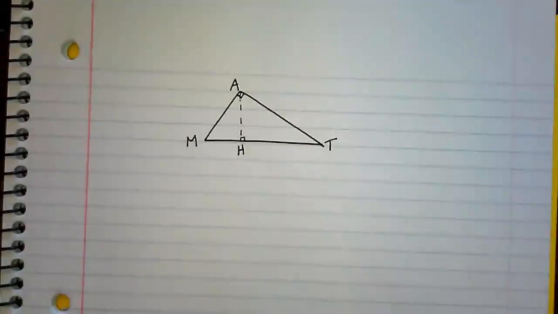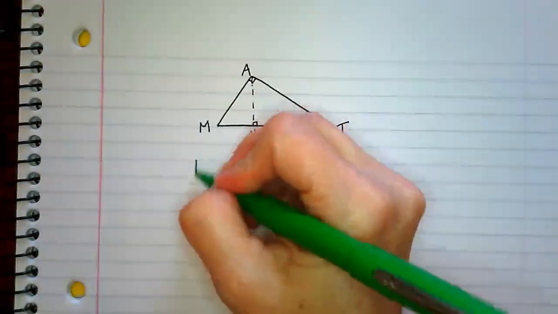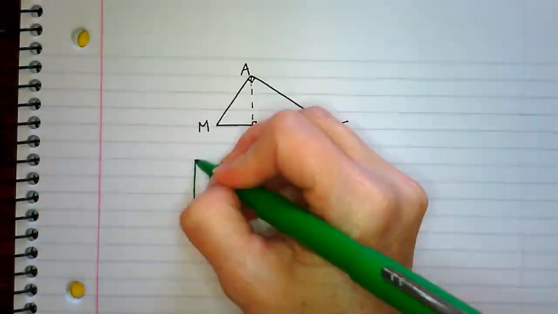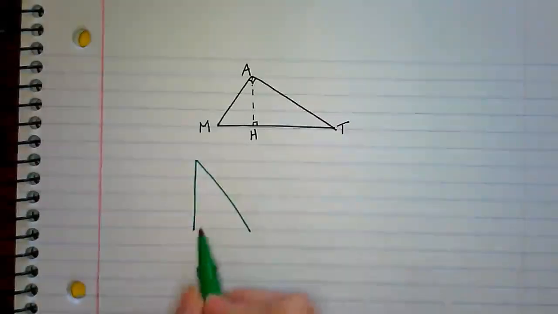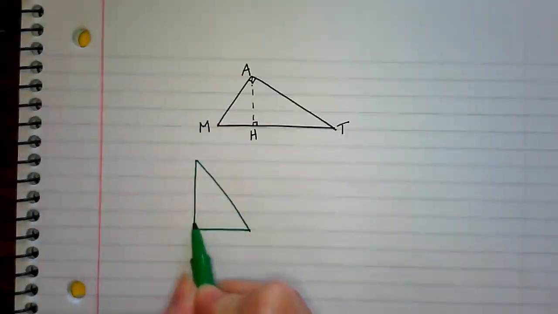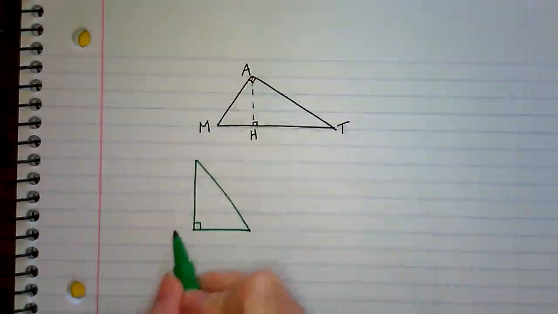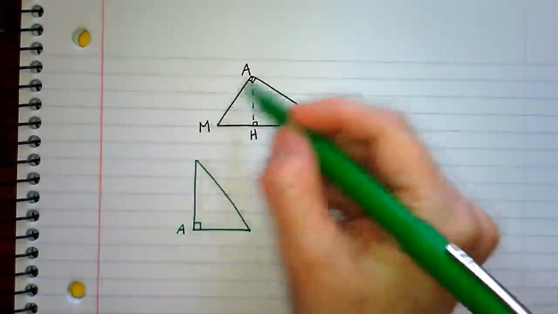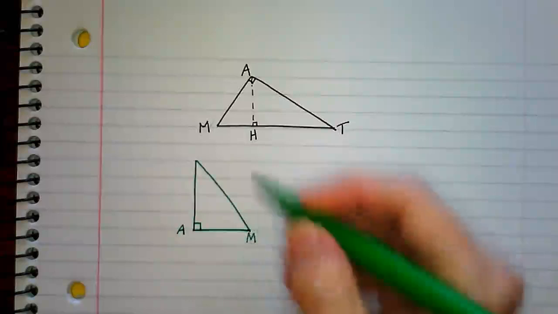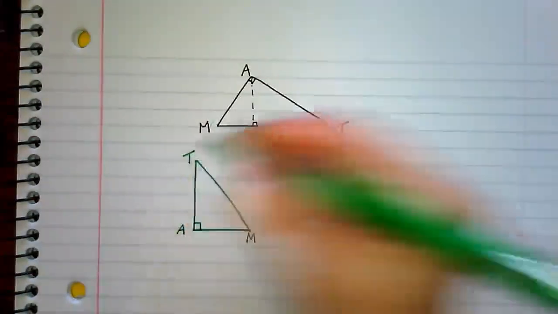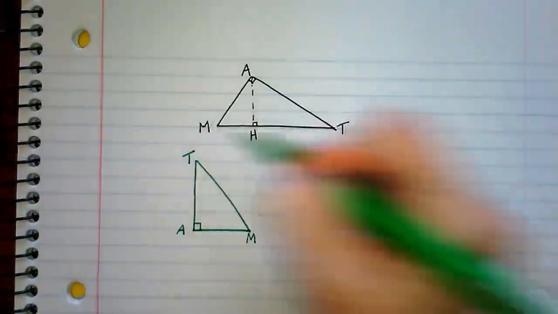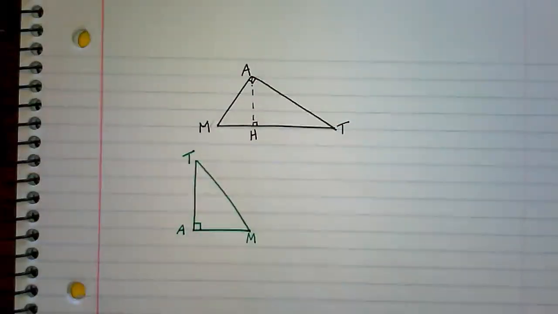So we have the original triangle, which I like to call Papa Bear. So we have Papa Bear here. Papa Bear's right angle is A. His short leg is AM. His long leg is AT. And his hypotenuse is TM.